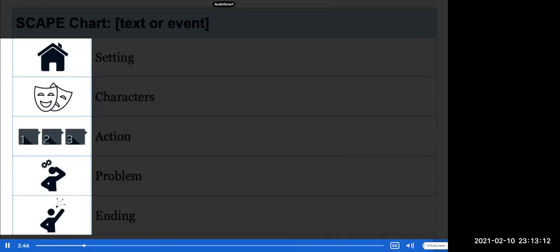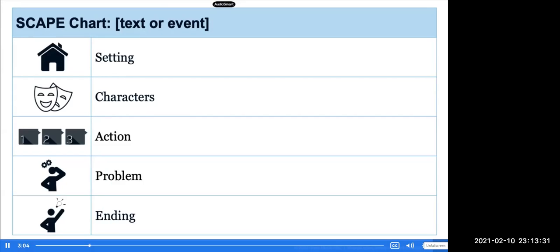I bet these pictures look familiar to you. We use these pictures as story stones when we have identified setting, characters, problem, and solution before. Today, we're going to be using those same pictures, but in the form of this chart, the SCAPE chart. The SCAPE chart also helps us think about the action. The action is what a character does in the story.